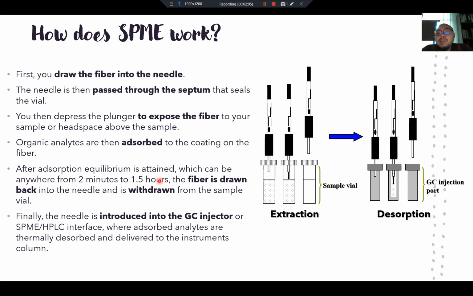The absorption equilibrium can be reached in from 2 minutes to 1 hour. So the time required is much less compared to, for example, passive extraction. So it's very good as well. Then you can inject into the injector.